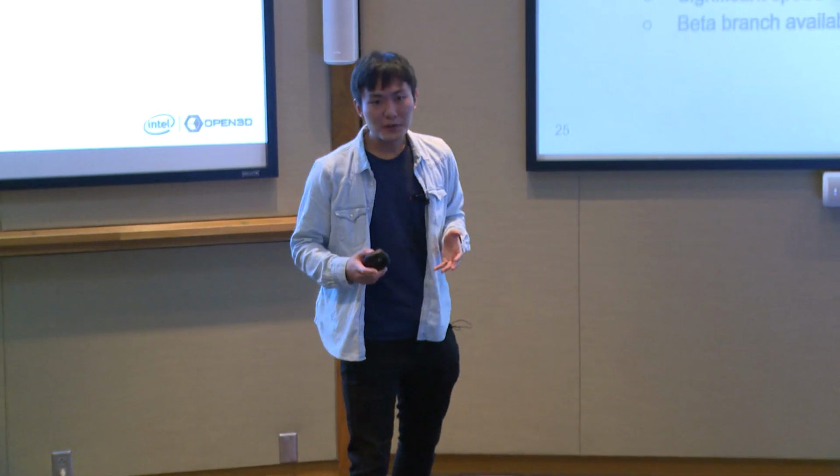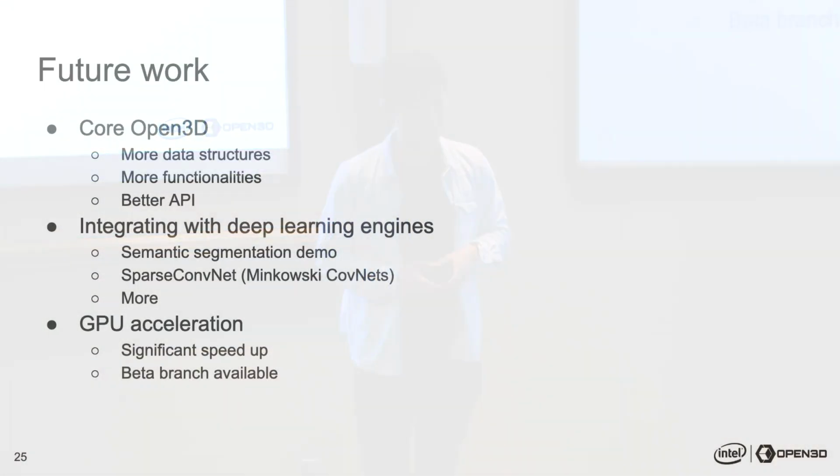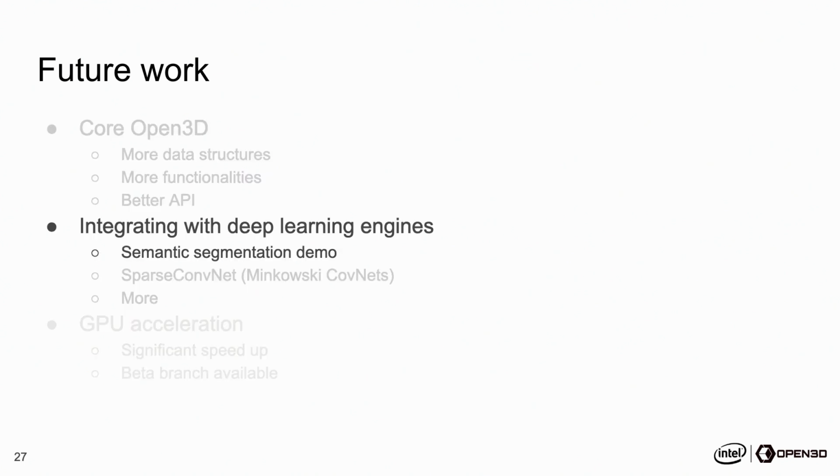So the very first thing, we want to make Open3D the 3D processing library. So we're going to continue improving, and we're going to continue adding more data structures in Open3D. We're going to add more functionalities, and we're going to clean up the API to be consistent and easy for the user to use. Right? The second big one is integrating with deep learning engines.